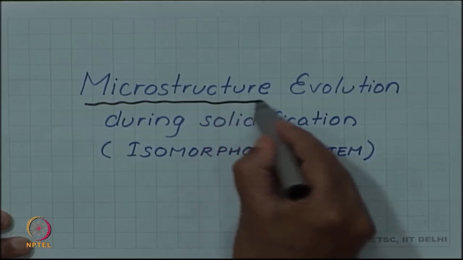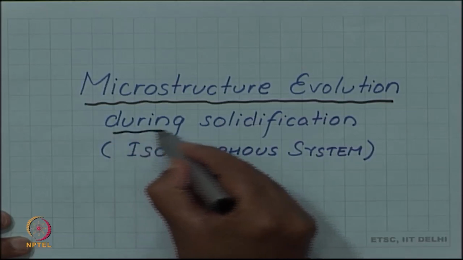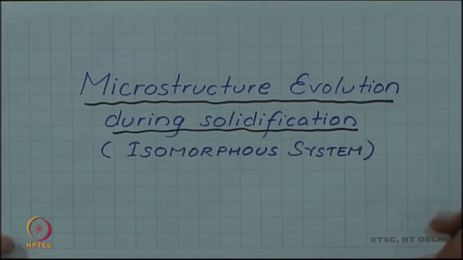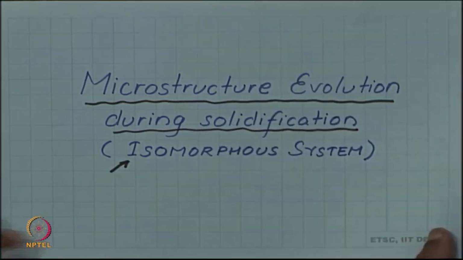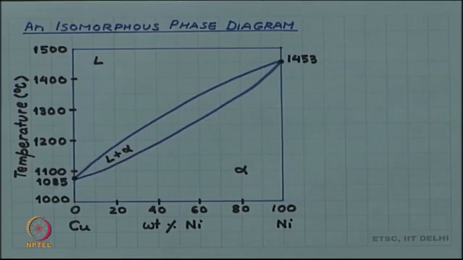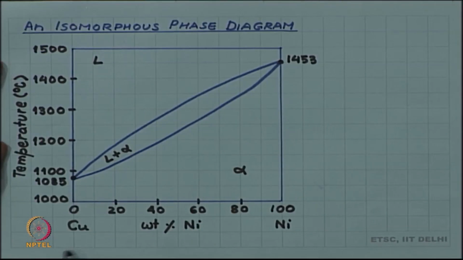Let us look at how phase diagram helps in the study of microstructure evolution during solidification. And I am using a new phrase, isomorphous system, which I will soon explain. So, an isomorphous system or an isomorphous phase diagram is nothing but what we have been seeing. The copper nickel diagram is an example of an isomorphous phase diagram.